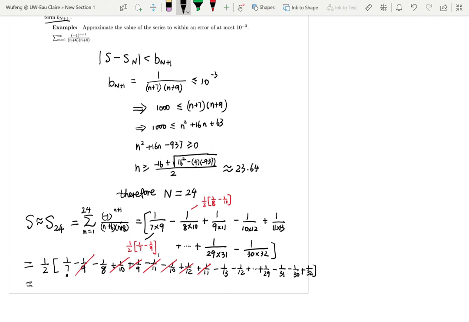So that equals 1/2. Since the first terms remain, the last terms remain. Everything in the middle is canceled out. You just have the first terms and the last terms remaining. So 1 over 7 minus 1 over 8, minus 1 over 31 plus 1 over 32. That equals 0.008425.